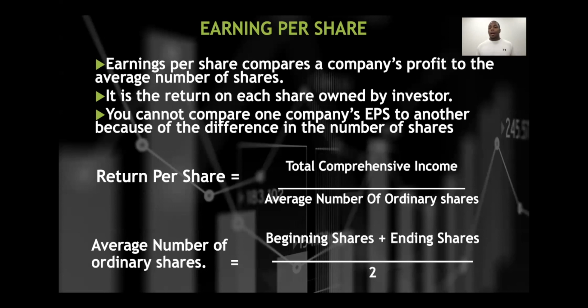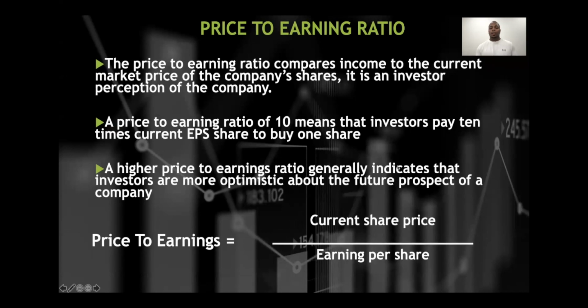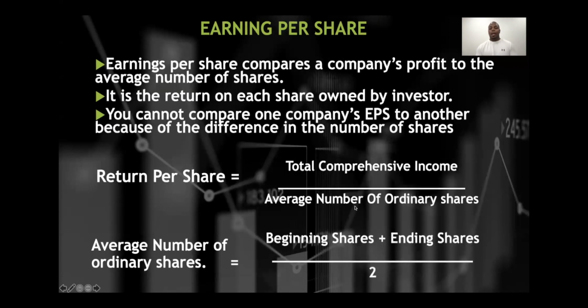Because numbers don't lie, right? Numbers don't lie. So how do we calculate earnings per share? We calculate earnings per share by taking the total comprehensive income, which is the bottom line income, and you divide it by the average number of original shares, right? And we get the number of original shares by taking the beginning shares of a company, meaning the shares that it ended with in the previous year, and the shares that it ended with in the latter year, and you divide that by two to get the average number of total shares, right?